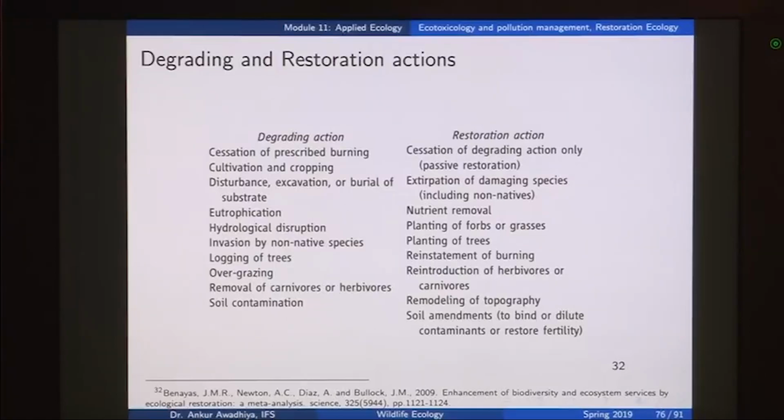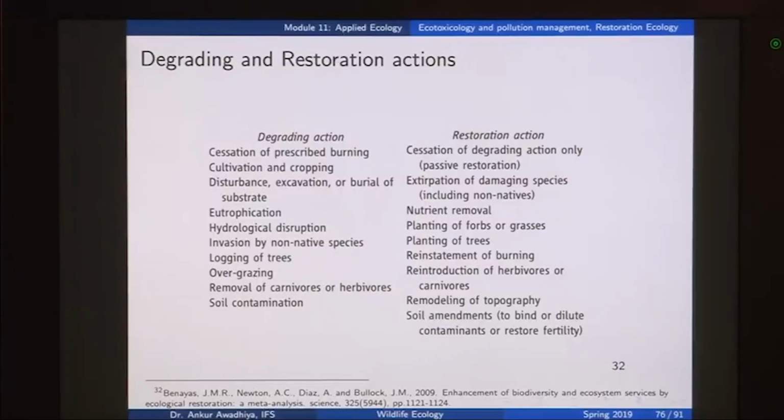Or invasion by non-native species such as lantana, or logging of trees, that is deforestation, or overgrazing which might lead to desertification. These are all degrading actions. Or removal of carnivores or herbivores, especially through hunting. If you have a forest, and you have hunted all the tigers, the deer population will increase and it will eat up all the forest, and so your forest will turn from a well functioning ecosystem to a degraded ecosystem.